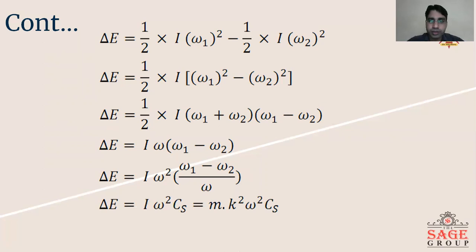So here you can see that delta E equals I omega square Cs. This is the derivation for calculating delta E, the maximum fluctuation of energy, or the energy stored in the flywheel.